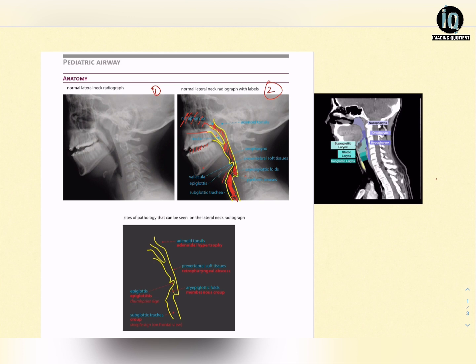Here we can see this projection. This is the epiglottis. And anterior to epiglottis, here we can see the hyoid bone. Also, we can see the mid-sagittal neck section in the CT in this third figure.